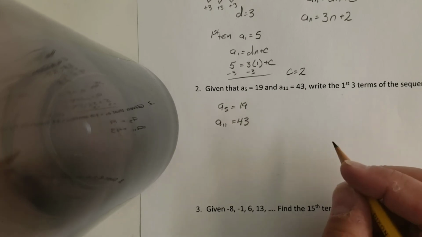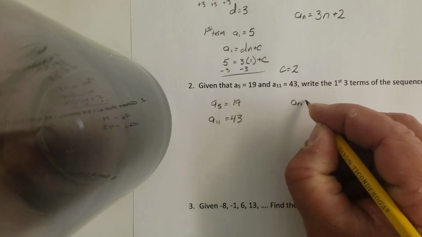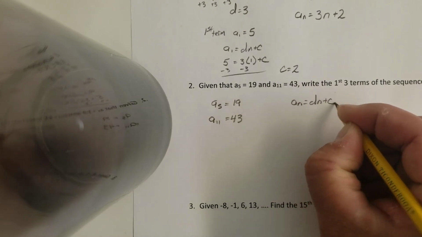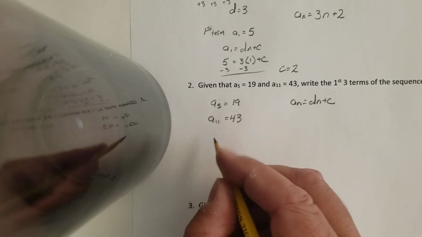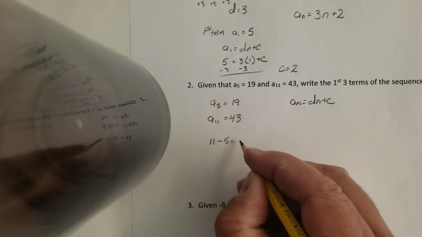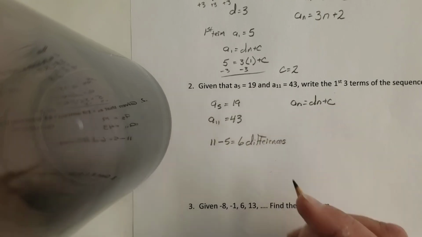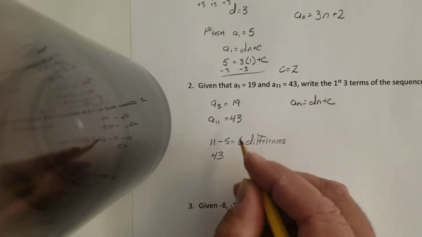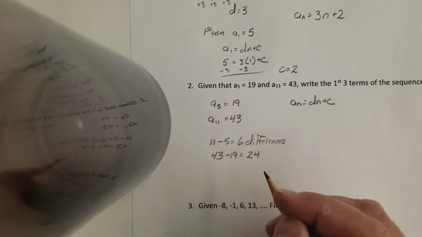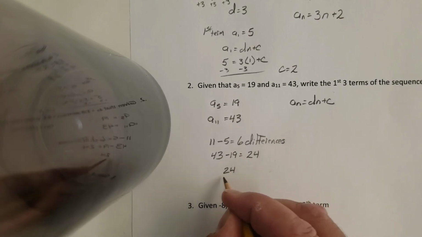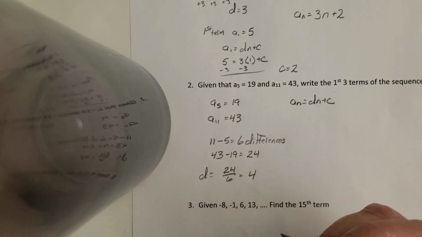Now what we need to do is solve, as always for some of these, we have a sub n is dn plus c. How many of these can we find? Well, we can find d. And how do we do that? We know from term 11 to term 5, you have 6 differences. Okay? Term 11 is 43. Term 5 is 19. You do that subtraction, it's 24. Check that. I'm a step ahead. 24 divided by 6 is 4. That ends up being your difference.